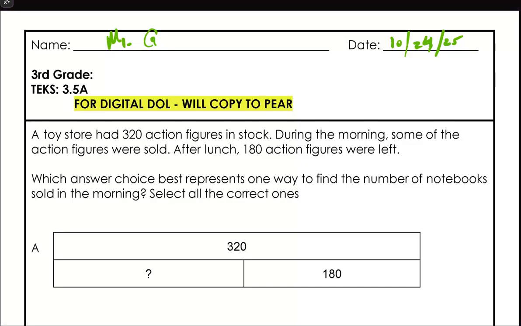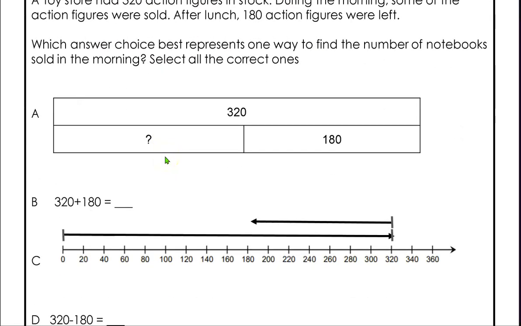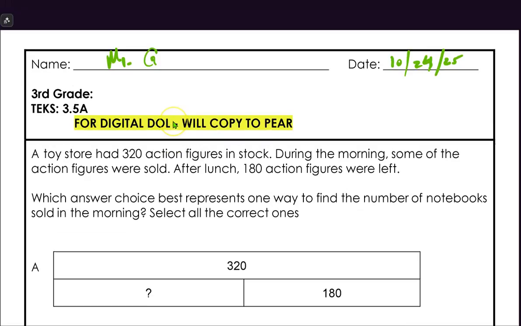Okay. Name and date. A toy store had 320 action figures in stock. During the morning, some of the action figures were sold. After lunch, 180 action figures were left. Which answer choice best represents one way to find the number of action figures sold in the morning? Select all the correct answers. So this is telling us that there's probably more than one answer, okay?